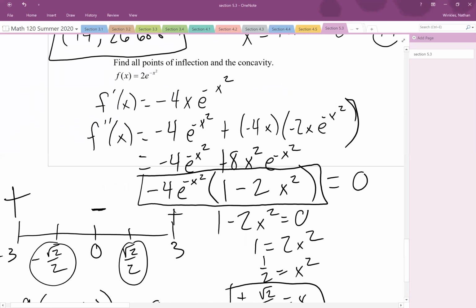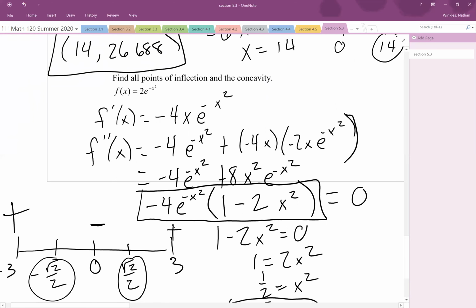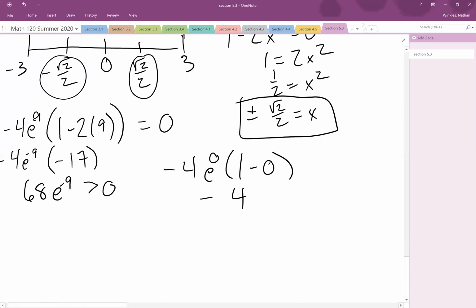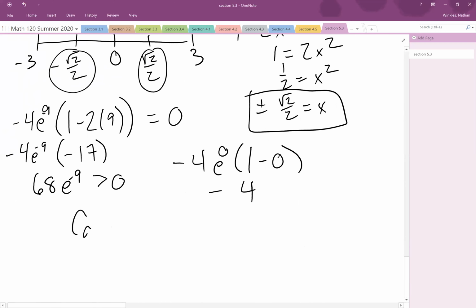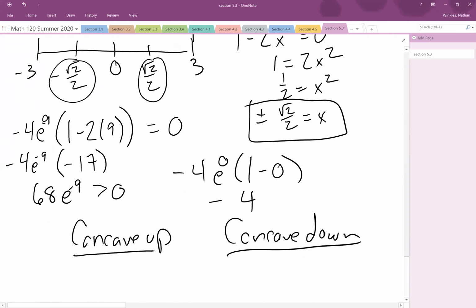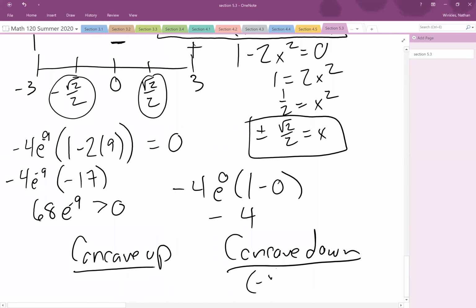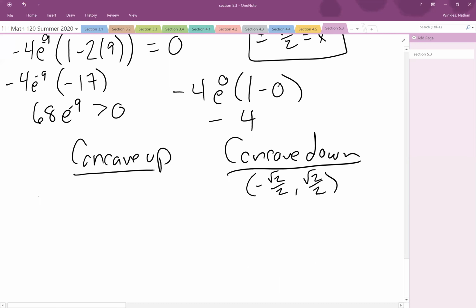So we were looking for all the points of inflection and the concavity. So when it says concavity, we're wanting to know where is it concave up, where is it concave down? So it is concave down between negative square root of 2 over 2 and positive square root of 2 over 2. And then it's concave up, negative infinity to negative root 2 over 2, and then root 2 over 2 to infinity.